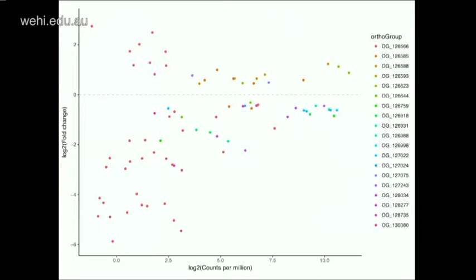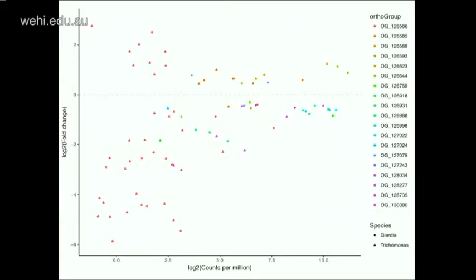So the first thing to do might be to encode the species as shapes, because humans are quite good at differentiating shapes. So it's an obvious thing to do if you want to distinguish two groups. And so now Trichomonas are the triangles and Giardia are the circles. And it's very, very quickly apparent that there's a massive orthologous gene group that's basically composed entirely of Trichomonas genes. So there's one Giardia gene and 89 Trichomonas genes.